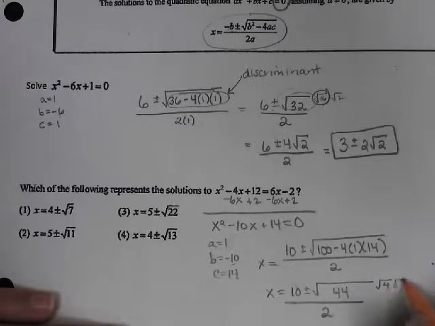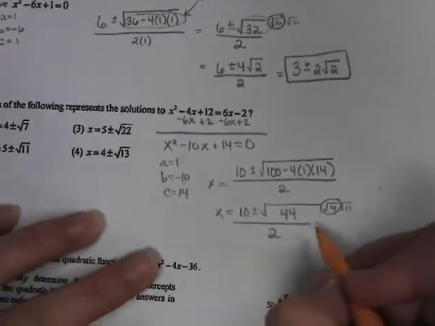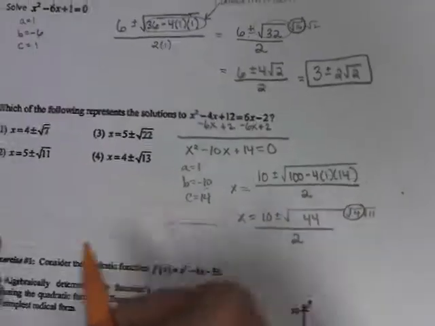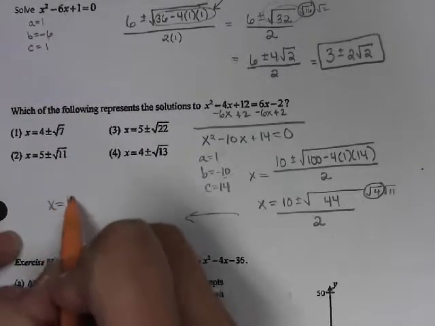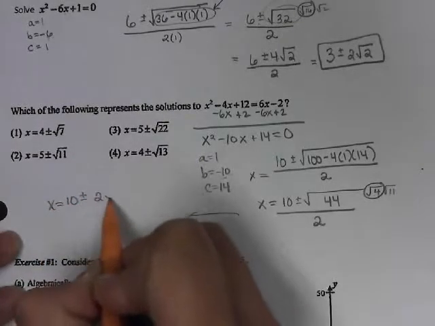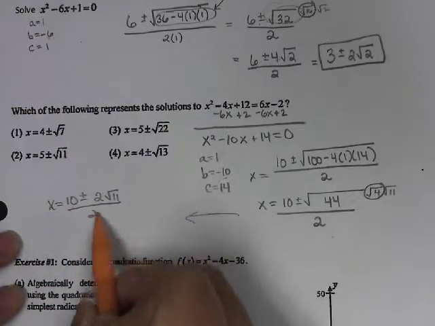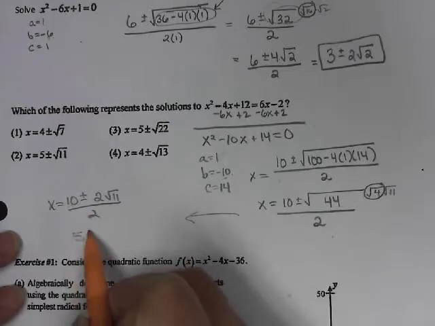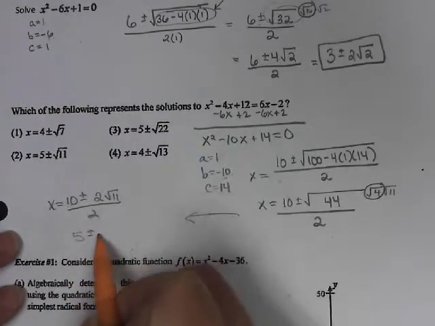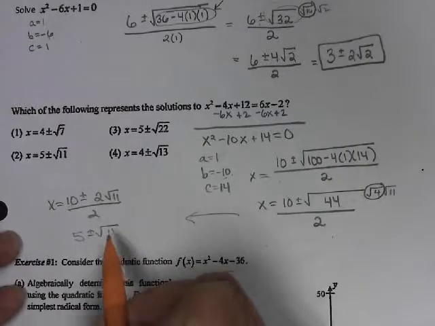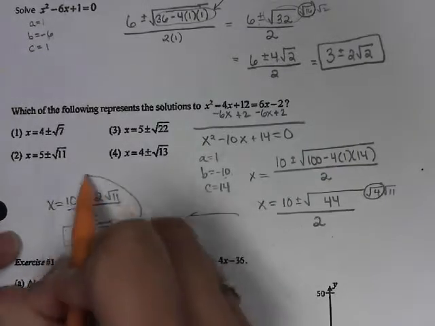44 can be broken down into root 4 root 11, which will be 2 root 11. So let me go this way. X equals 10 plus or minus 2 root 11 all over 2. Both of these are divisible by 2. So 10 divided by 2 is 5, plus or minus 2 root 11 divided by 2 is just root 11. And those are your answers.